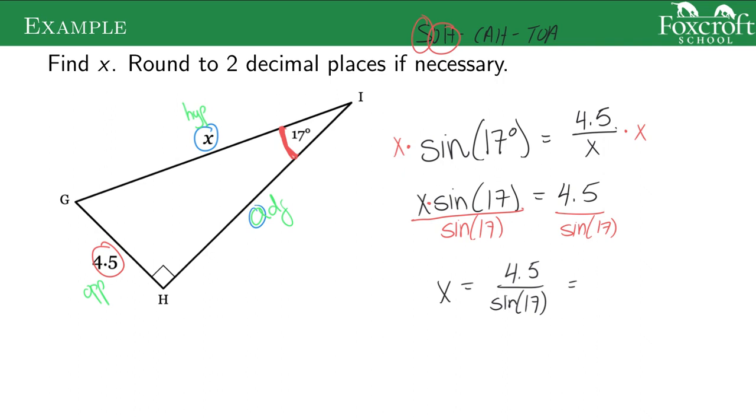If you're using Desmos or your graphing calculator, your calculator has a button that says sine. In Desmos, you just type in SIN for sine. So I'm going to type in 4.5 divided by sine of 17. If I just do that right when I open up Desmos, I get negative 4.68. And you might look at this and say, that doesn't make sense, and it shouldn't make sense. Because x is the hypotenuse, the length of a triangle side, it should definitely not be negative. So this doesn't make sense.